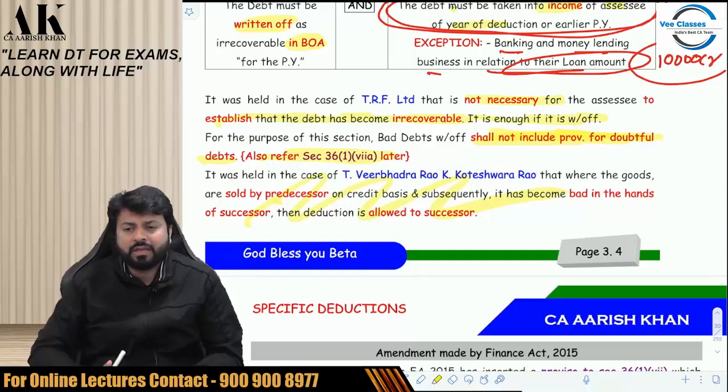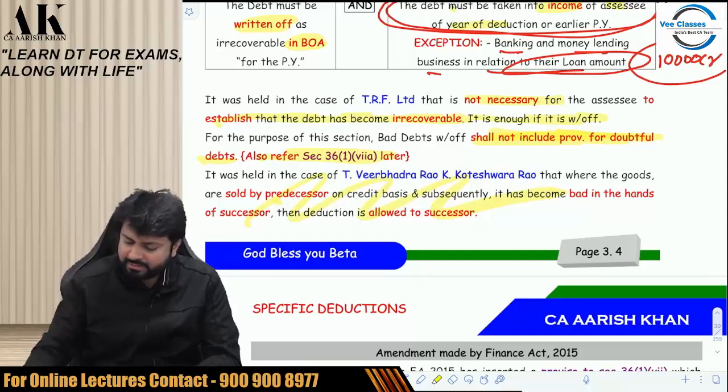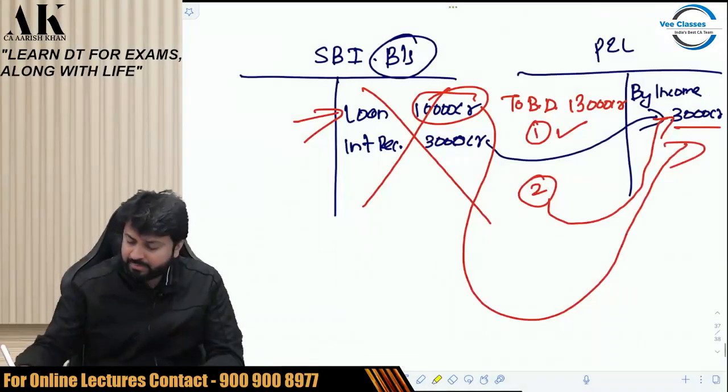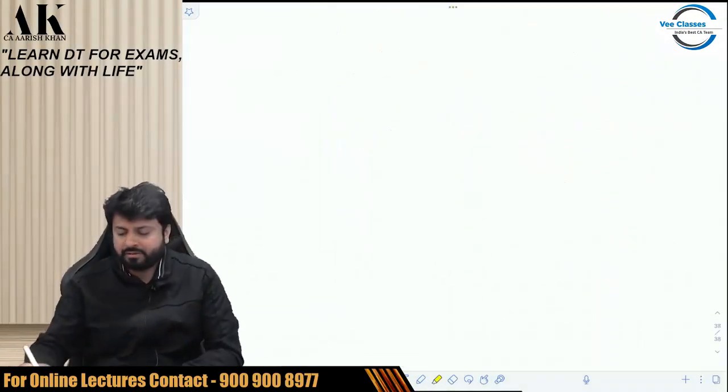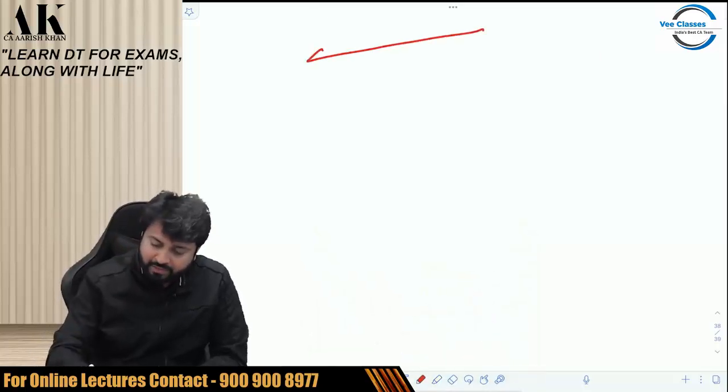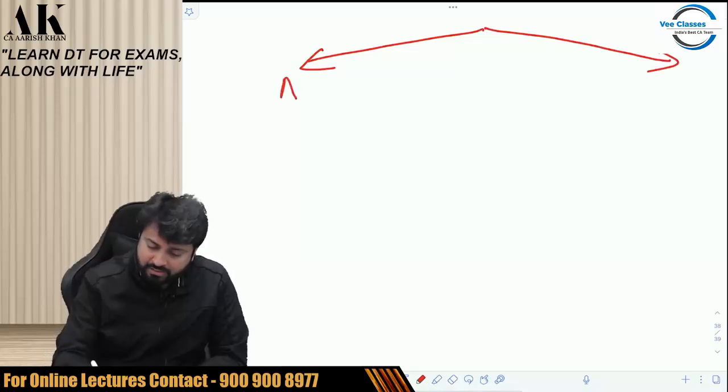Okay. Now, one last thing in this particular section. Let me talk about that. And this is a very, very critical point. Pay attention, please. It's a very intelligent point. Now, what happens? This is the conflict between the accounting standards and the ICDS.